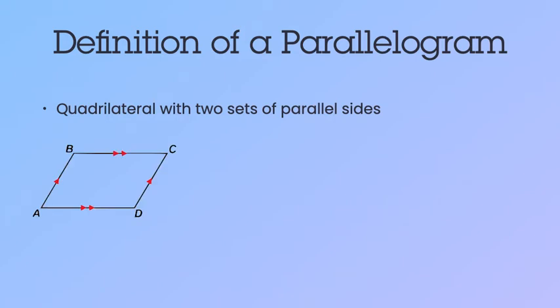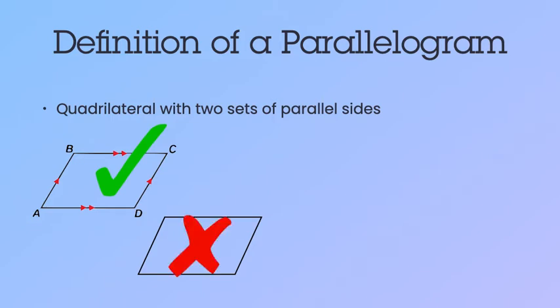You see in this picture we have our actual markings that say side AB is parallel to side CD and side BC is parallel to side AD. So this is a parallelogram. Here we have a very similar picture, but there's nothing telling us the sides are parallel. So this we cannot say is a parallelogram.